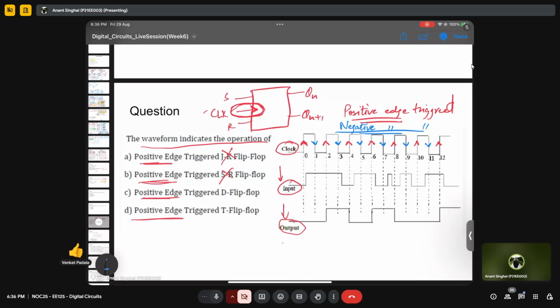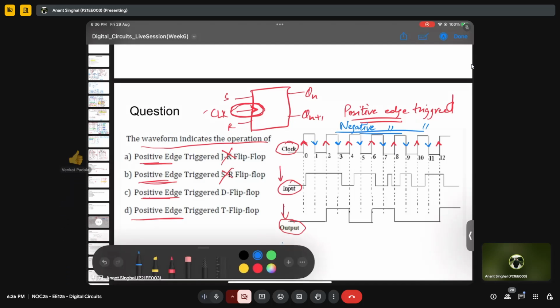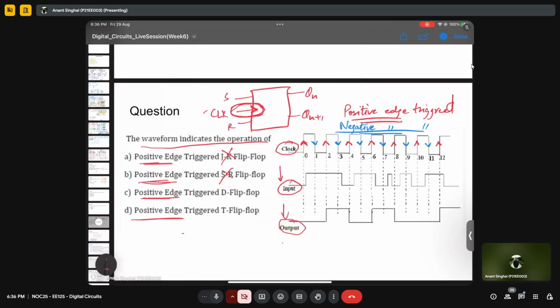Yes. If it is clear, then I think the question is pretty easy now. We only need to check the positive edges because all the options are positive edge triggered. So at this particular edge, the input is 0, the output is 0.